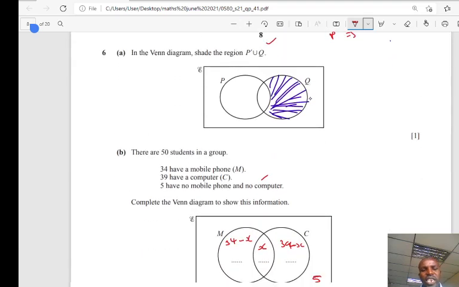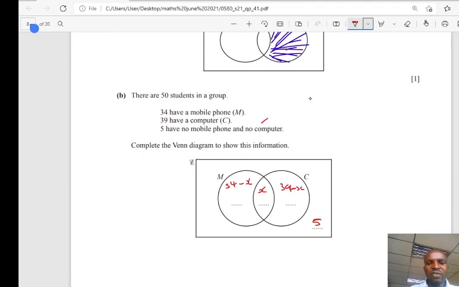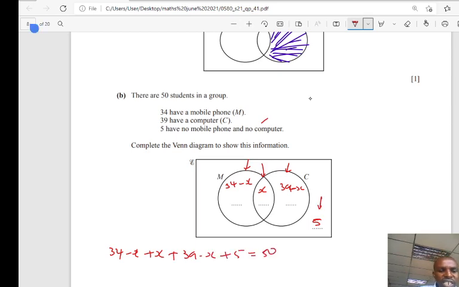Then if I'm to use the numbers, because there's no X given here, let me find X. Then I'll substitute using the value of X. So you have to show your working. If you add this one, 34 minus X plus X, plus this plus this, you must get the total number of students altogether, which is 50. Then plus 39 minus X plus 5 is equal to 50. Let me find X here.